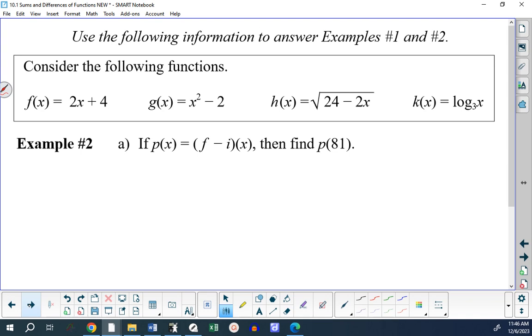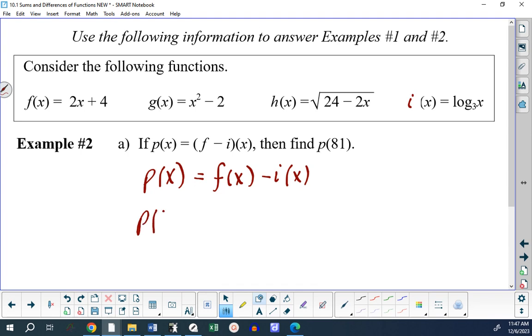Example 2, same functions. If p of x is f minus l of x, then what is p of 81? Well, just follow this logic, and you're going to be able to write this in a number of different ways. That's what that means. But then p of 81 will be equal to f of 81 minus l of 81.